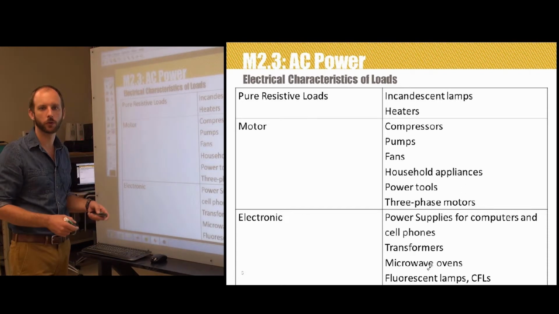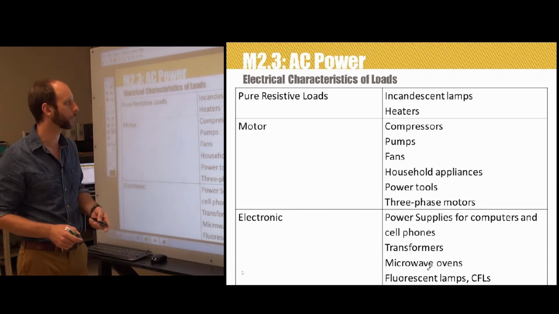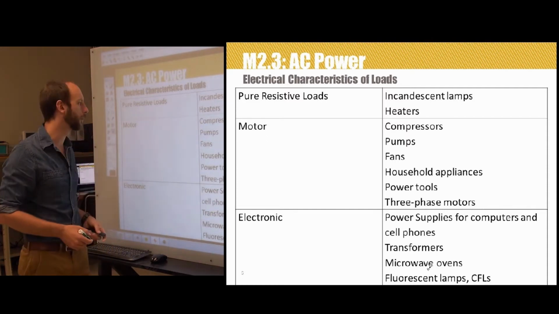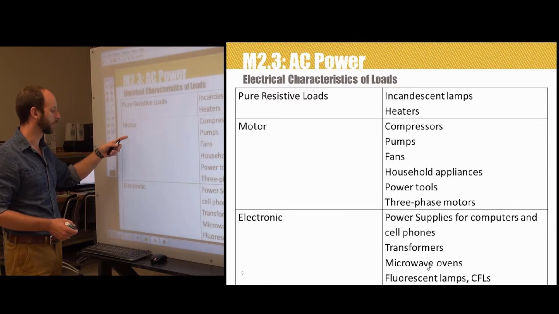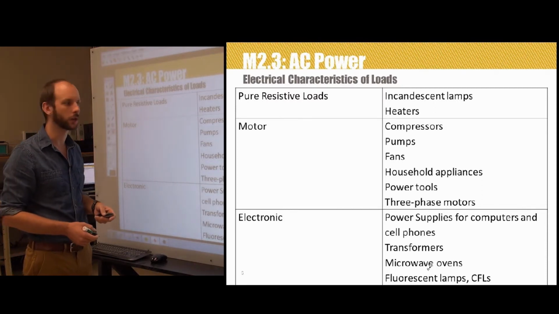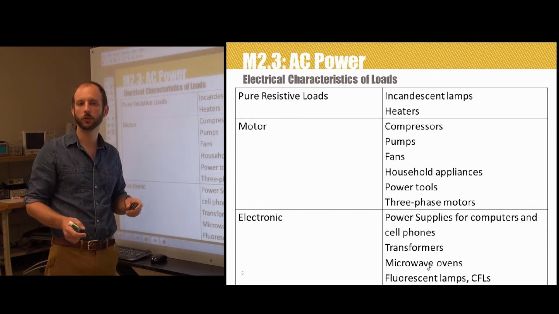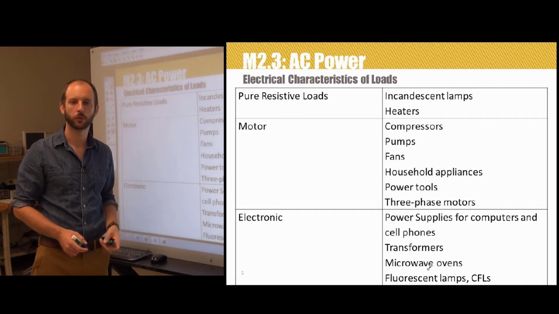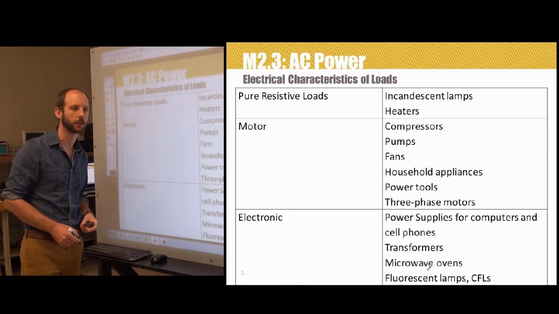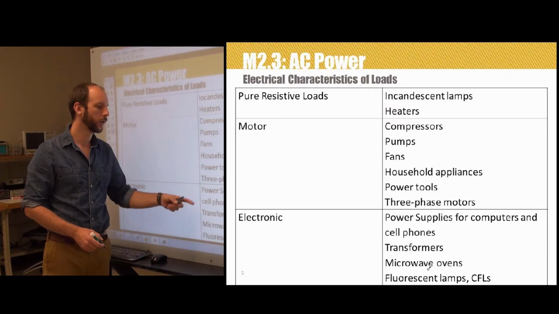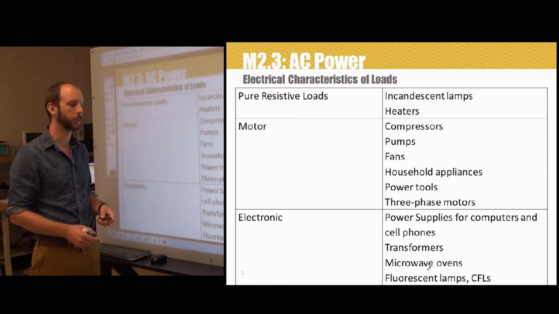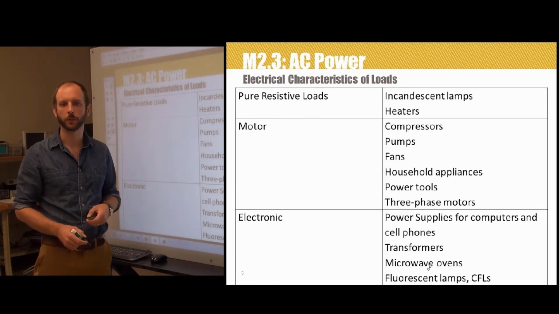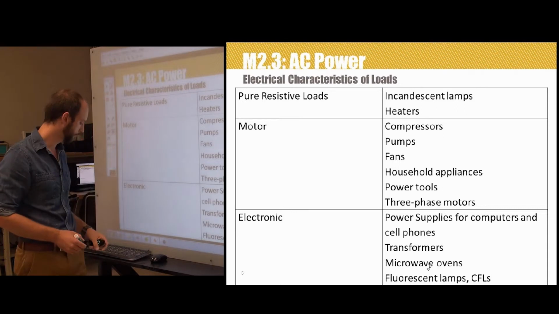So we've got purely resistive loads, or loads that look just like resistors from a circuit model perspective. We have incandescent lamps and heaters. Incandescent lamps are just your normal 40-watt light bulb. Motor loads are going to look mostly like inductors. We'll find out that the actual circuit representation is a little more complex than that, but compressors, pumps, fans, household appliances, power tools, three-phase motors, all of those are going to appear kind of like an inductor. Electronic loads, we're going to see that those represent power supplies from the computer and from cell phones, transformers, microwave ovens, fluorescent lamps, complex fluorescent light bulbs, and things like that.